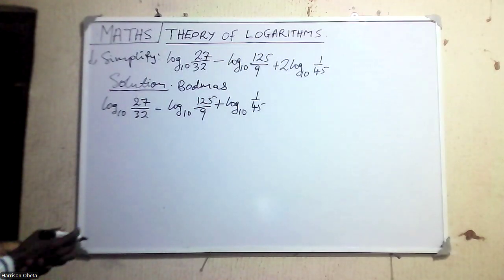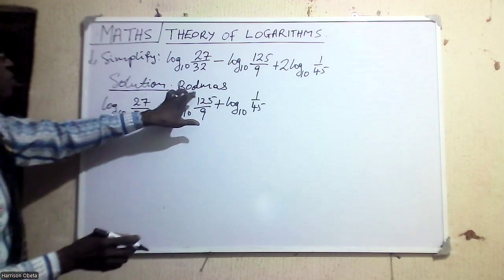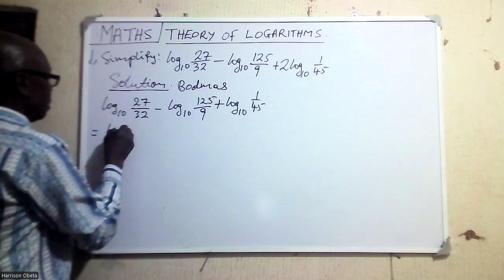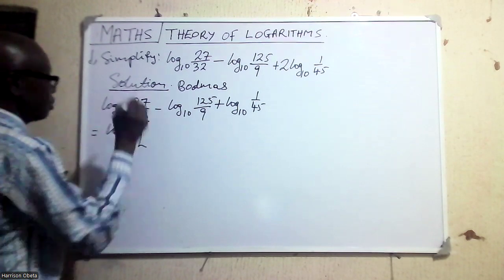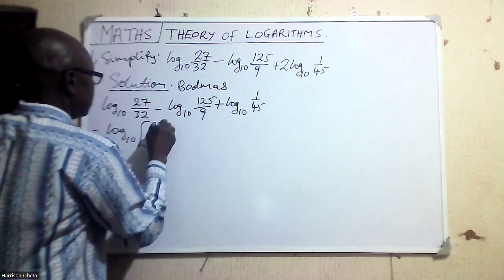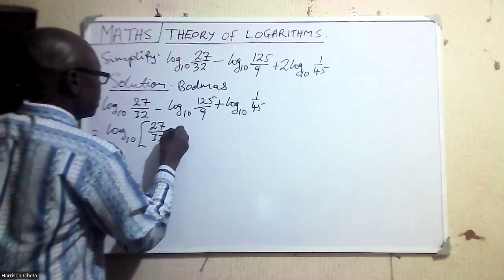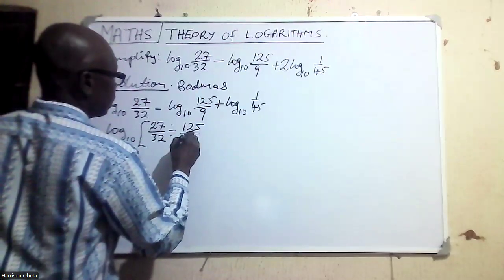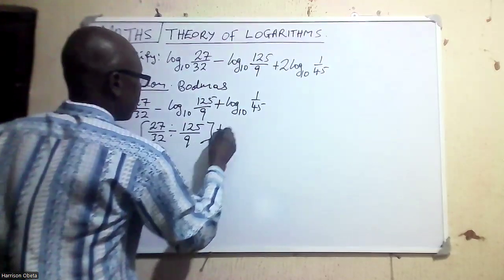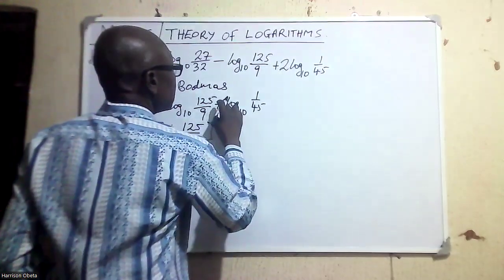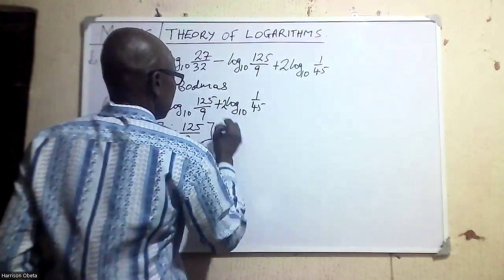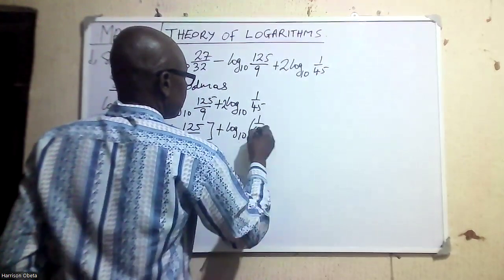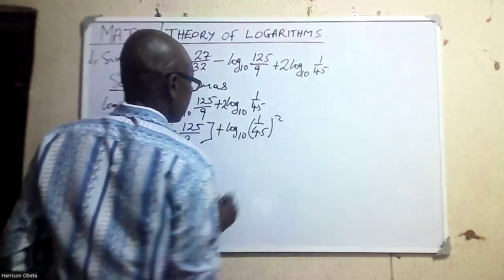as I said earlier, we have to remember BODMAS: brackets, division, multiplication. So that will give us log of, in big brackets, 27 over 32 divided by 125 all over 9, plus, this one should be 2, please, plus log of bracket 1 over 45 raised to 2.